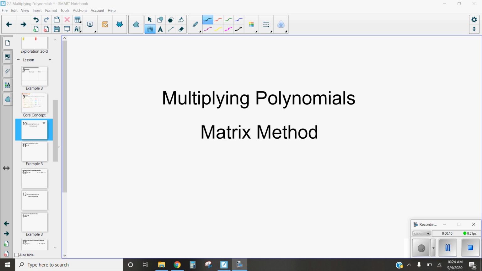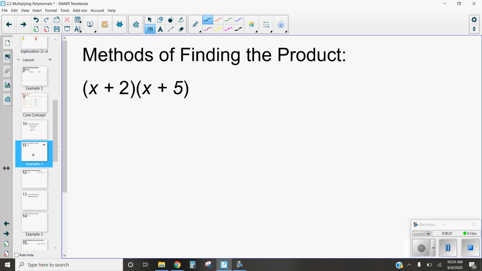As mentioned in the introduction, the matrix method involves drawing some cute little tables, and we're going to use those tables to multiply polynomials. So let's take a look at this first example.